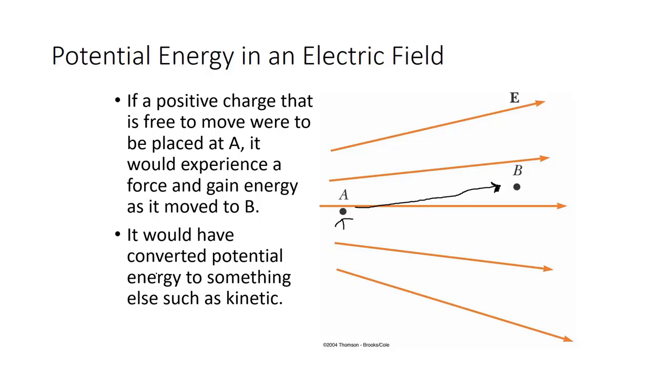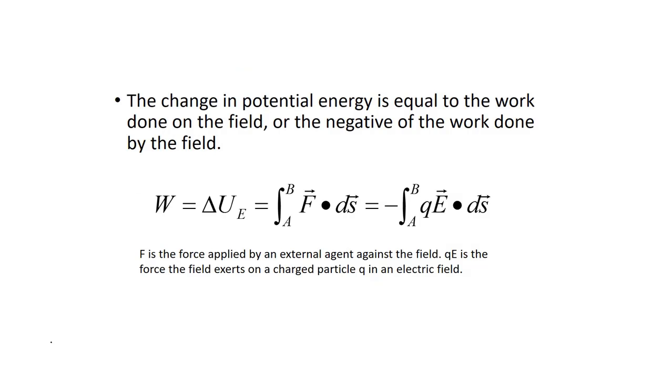So it would have converted that potential energy into something else, and if there's nothing slowing it down, like, say, viscosity or something, it is going to express itself as kinetic energy, so you'd have this exchange between potential and kinetic energy. The change in potential energy is equal to the work done on the field, which is the negative of the work done by the field.